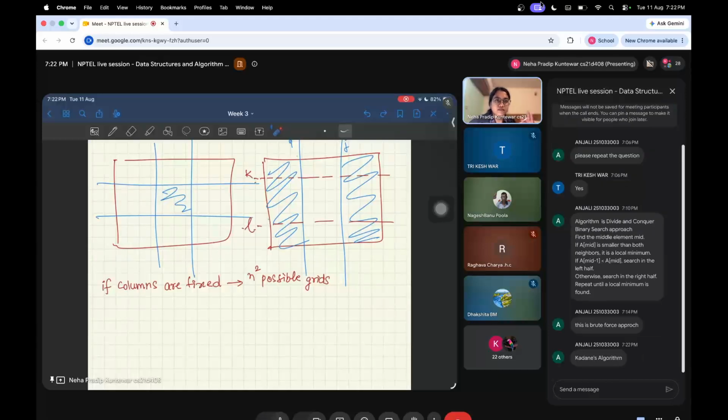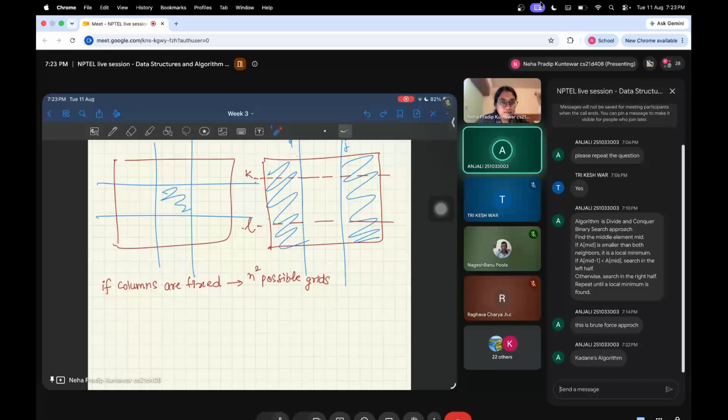So yes, you have to modify the Kadane's algorithm. So how will you do that? We will fix the left column and the right column. You don't have a choice of columns now, so columns are fixed, but you have to choose which subset of rows will give you the maximum sum. So how will you find that?